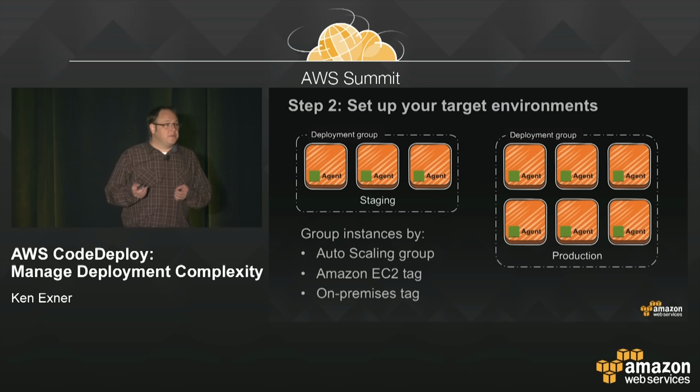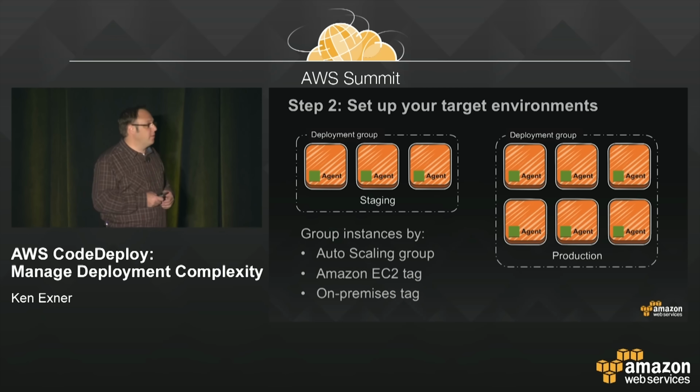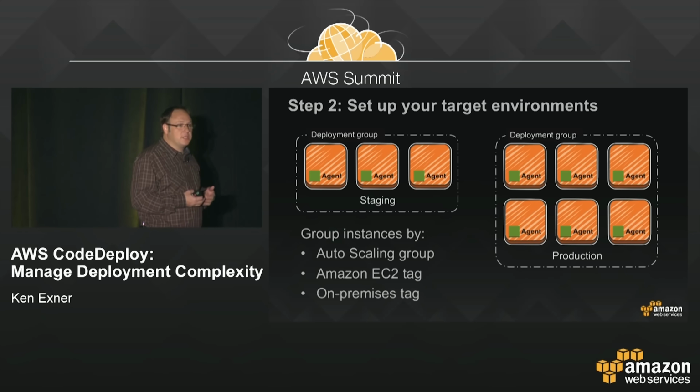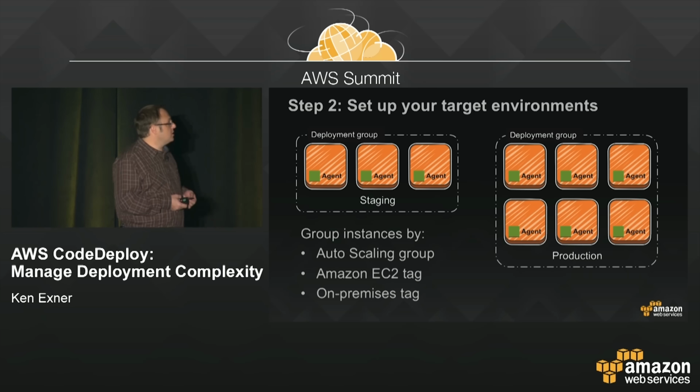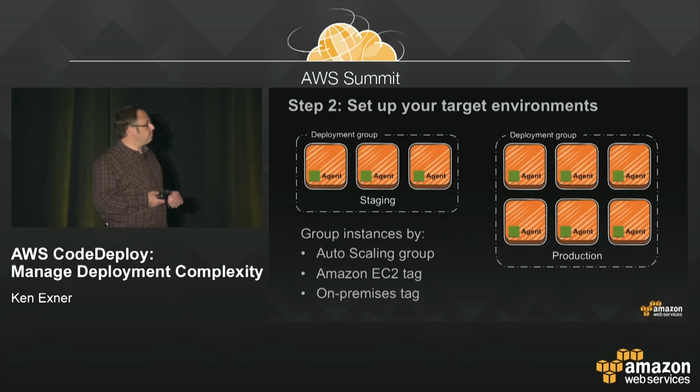All right, so once you've set up your app spec file, you're then going to create your target environments. And in CodeDeploy, we call these target environments a deployment group. Those are the instances that are going to be receiving a deployment. So in this example, there's a deployment group for staging, and there's a deployment group for production.